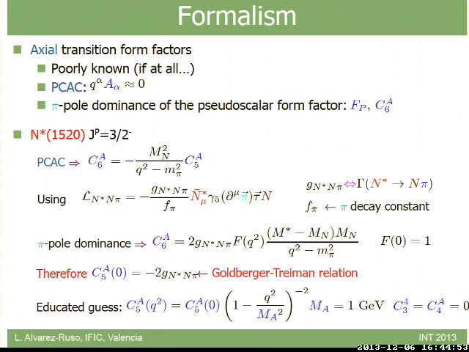For some resonances that are not very important, depending on the energy, one could guess that a dipole with an axial mass of 1 GeV is good enough. For the delta, this is probably not good enough. So the only way to learn more would be having better data.